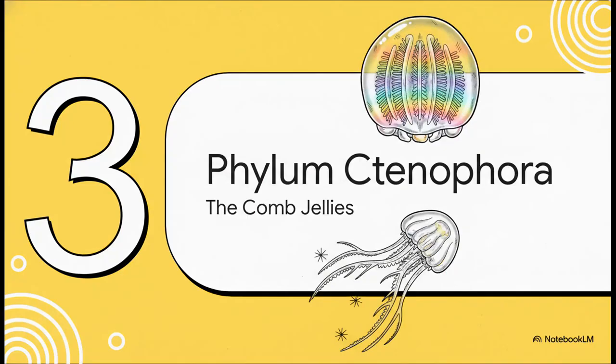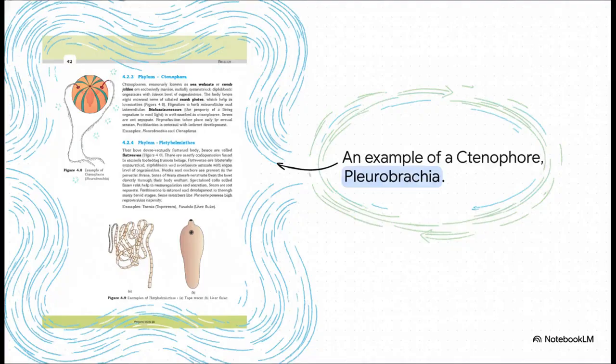Next up, a closely related but totally distinct group, the Ctenophores. You might know them as sea walnuts or comb jellies. They share some features with Cnidarians, like that radial symmetry and having tissues, but they also have some spectacular and unique features that are all their own. Here's a classic example, Pleurobrachia.